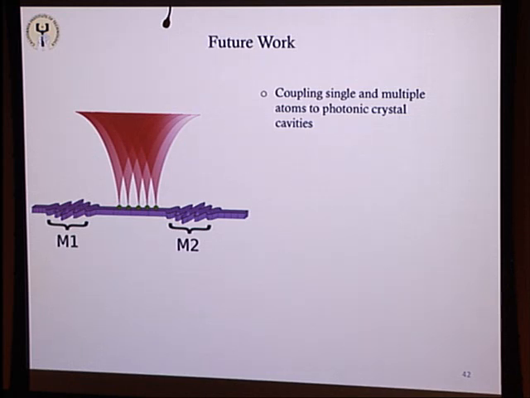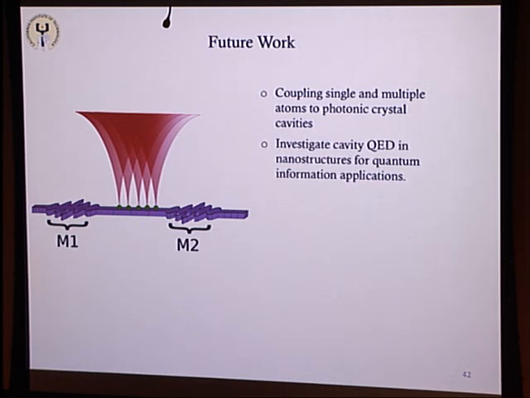So finally, one of the things that I think would be very interesting is to take not photonic crystal waveguides, but photonic crystal cavities. So you put a photonic crystal here and over here, and they actually form a cavity. So this is your mirror 1 and mirror 2. And you can trap atoms using these tweezers, bring atoms and couple them strongly to these cavities. And in that way, we can try to investigate cavity QED systems, but now in nanostructures.